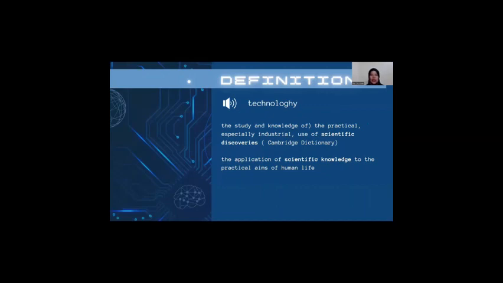So basically, what is technology? According to the Cambridge Dictionary, technology is the study and knowledge of the practical, especially industrial use of scientific discoveries. So basically, in simple terms, technology is the application of scientific knowledge to the practical aims of human life.